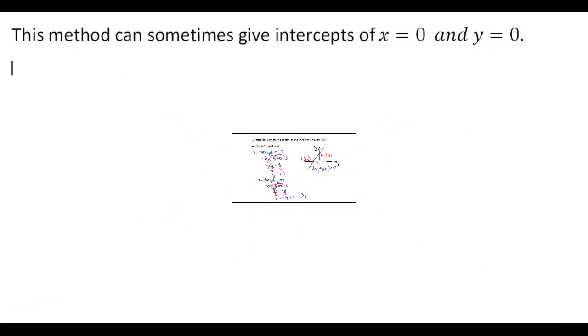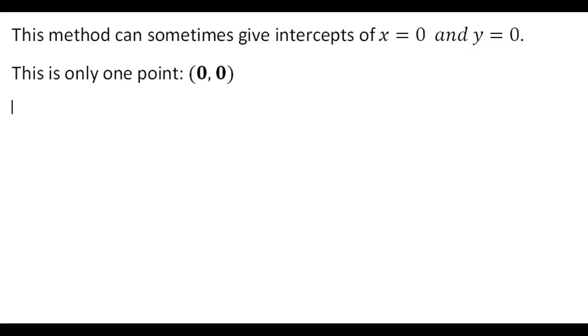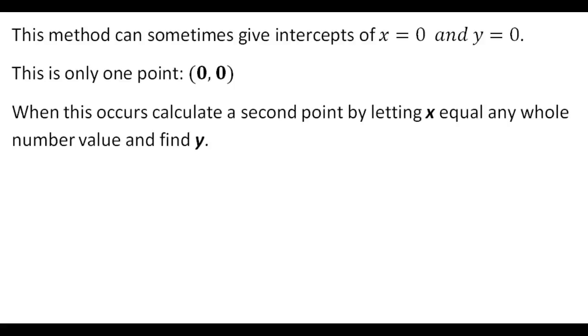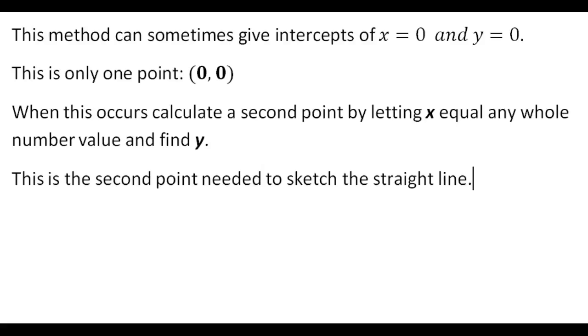Sometimes this method can give us intercepts at x equals 0 and y equals 0. This is the one point only, and we need 2 points to sketch a straight line. Now we can find a second point in this case by letting x equal any easy whole number and calculating the value of y. And that gives us the second point we need to sketch these straight lines.